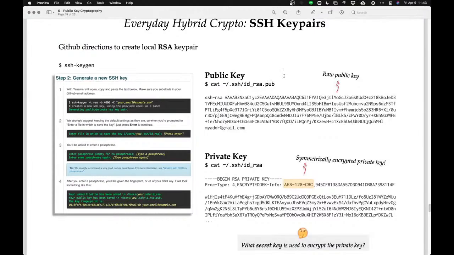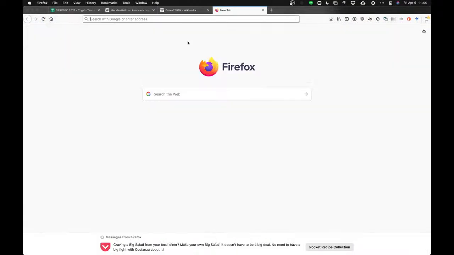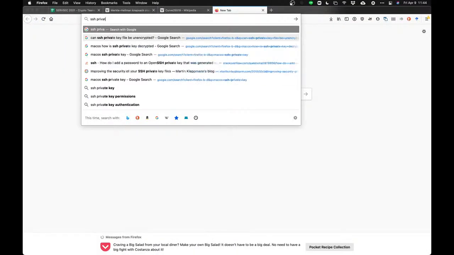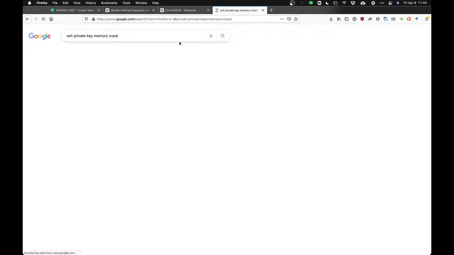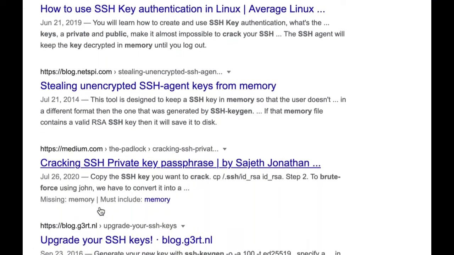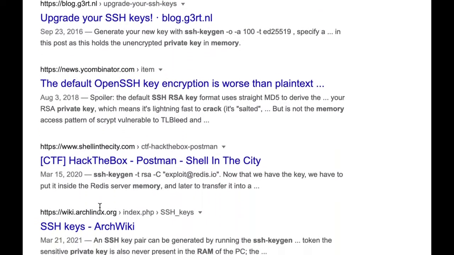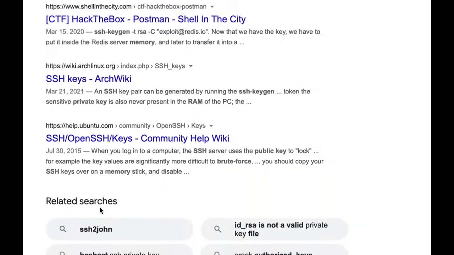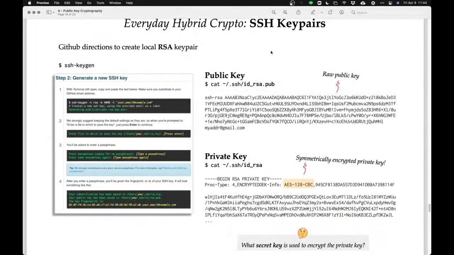Has anyone ever hacked that? SSH private key memory crack or hack? I don't know. So that tells you about SSH and how that works. You've used that before, right?